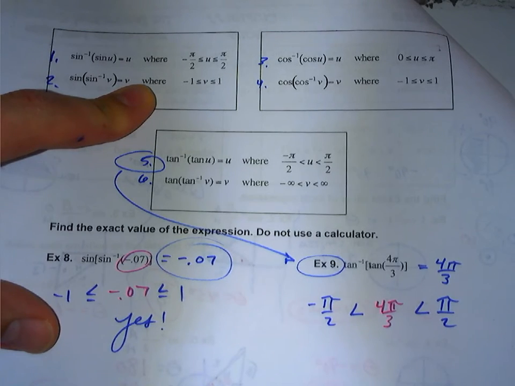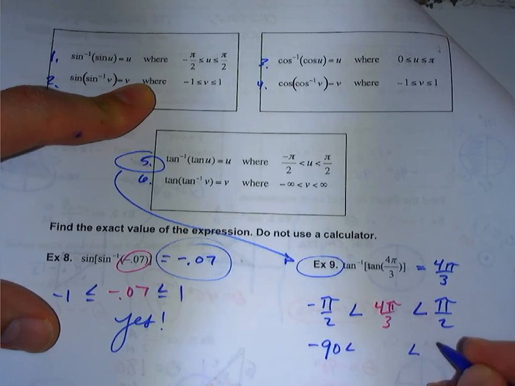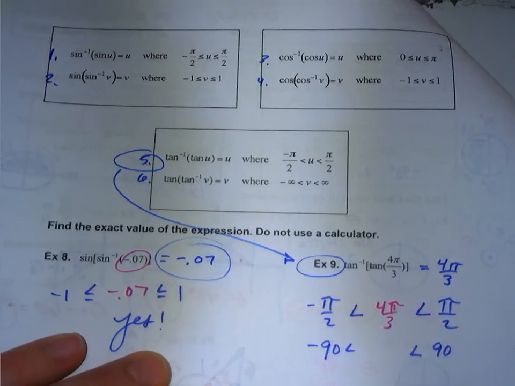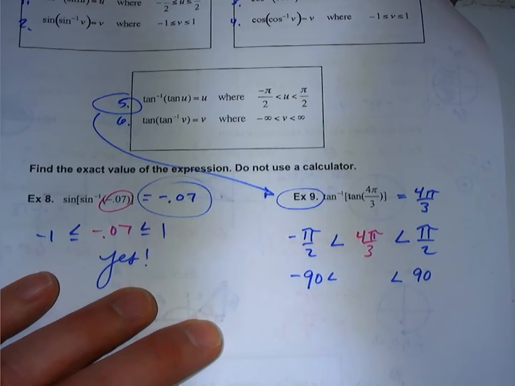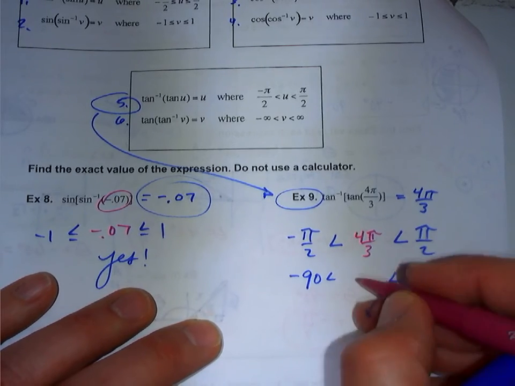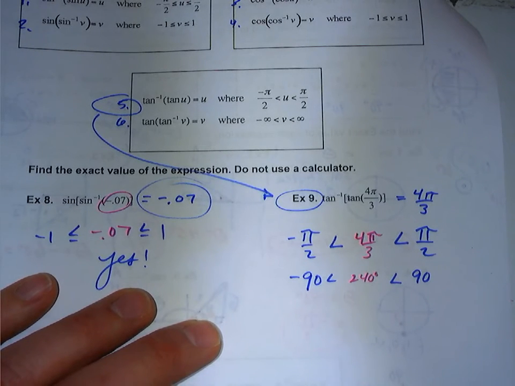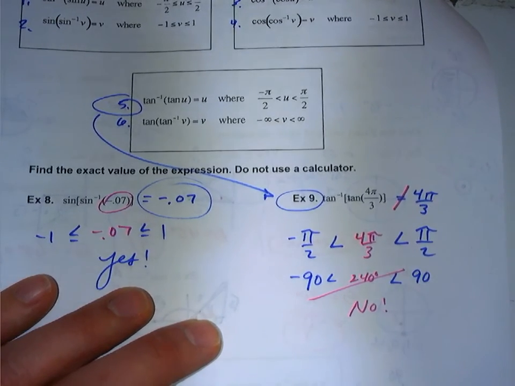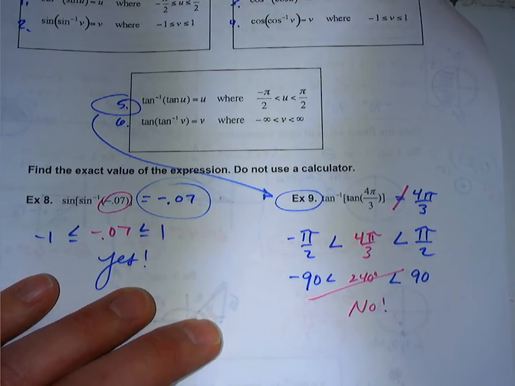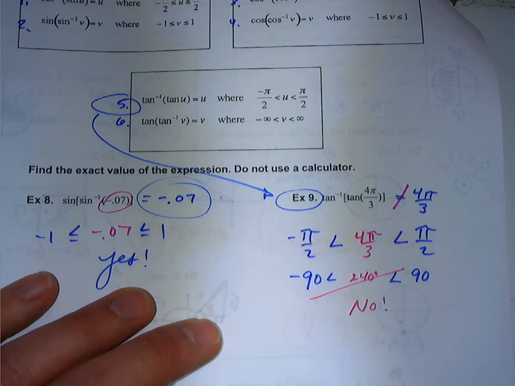is it in between those two? Now, some of you like looking at this in terms of degrees. Again, pi over 2 and negative pi over 2 are 90 and negative 90. Okay, what is 4 pi over 3? Speed sheets, does anybody know what that one is? That's 240. Does 240 fall between 90 and negative 90? No, that's a no. So that means they are not equal. Eventually tomorrow I'll show you how to find that answer without using a calculator. So the answer is no.